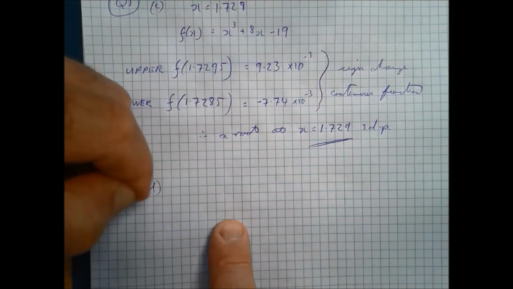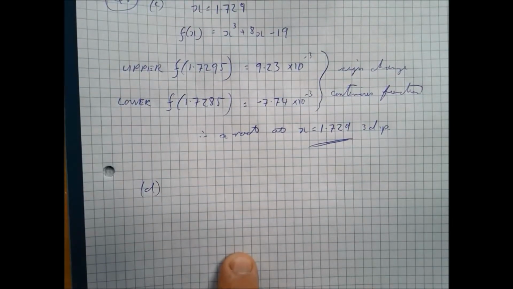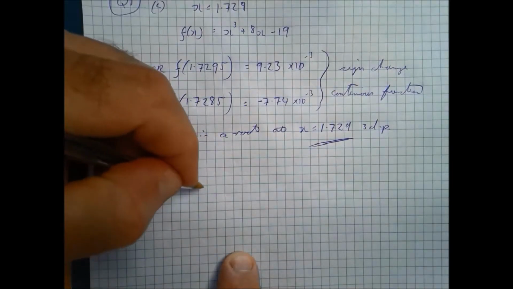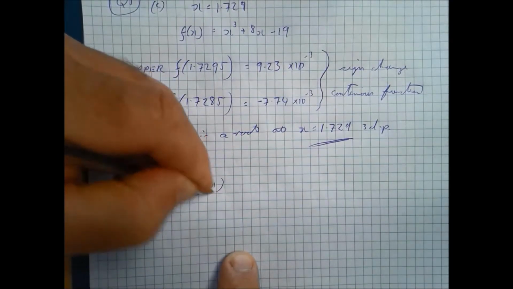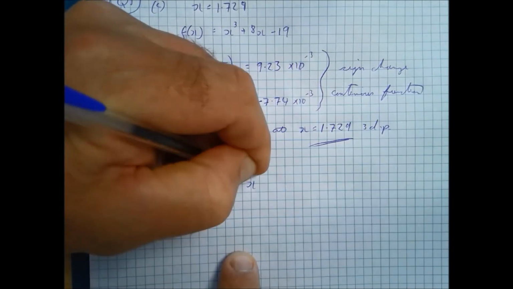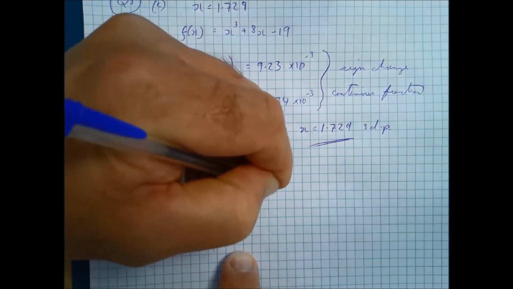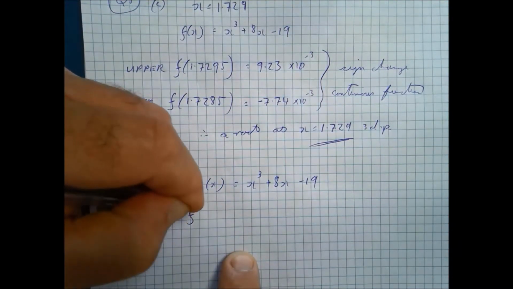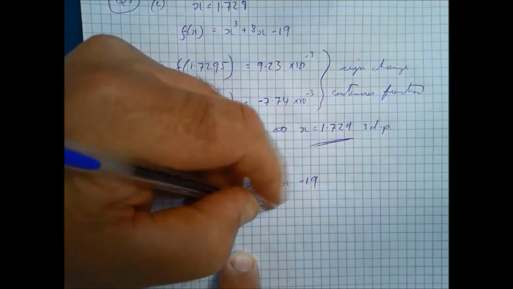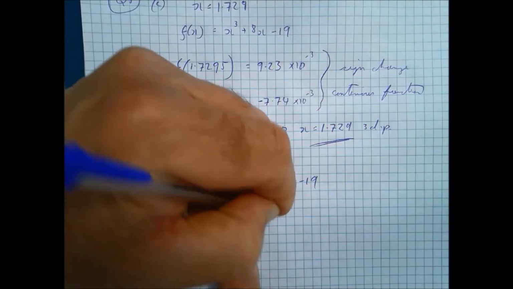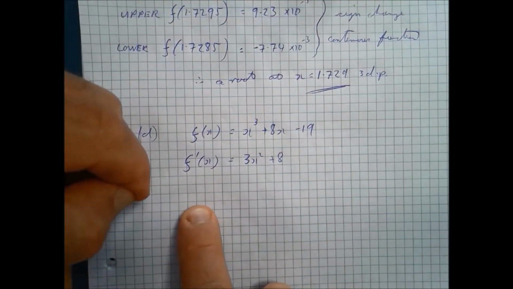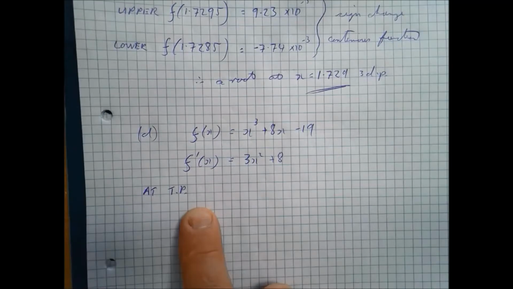Okay, part D is slightly more interesting. It's got to show that f of x equals 0 has only one real root, and it's using differentiation. So let's have a look. F of x equals x cubed plus 8x minus 19. I want to differentiate it. F dash x equals 3x squared plus 8. Okay, how does that help us? Well, let's have a look at TPs.